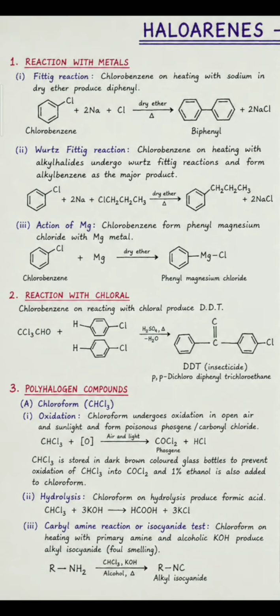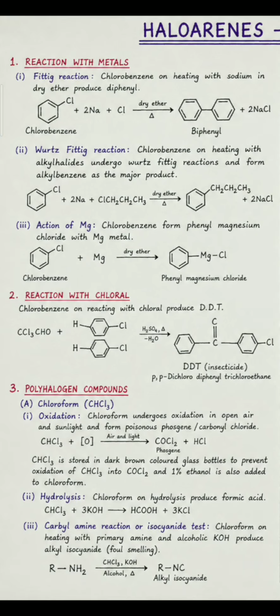In that, chloroform, oxidation. Chloroform undergoes oxidation in open air and sunlight and forms poisonous phosgene or carbonyl chloride. When CHCl3 is oxidized in the presence of air and light, it gives phosgene plus HCl. Phosgene is carbonyl chloride.